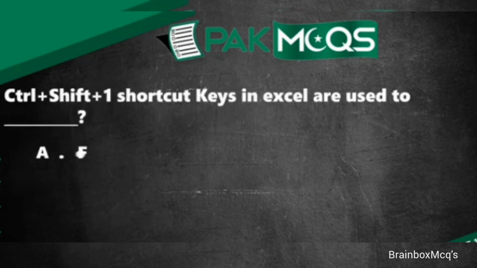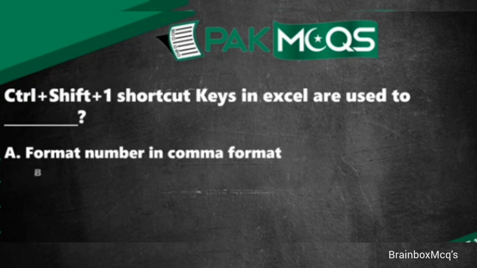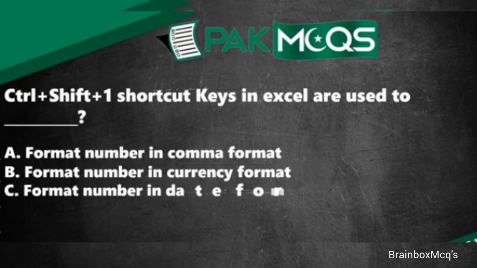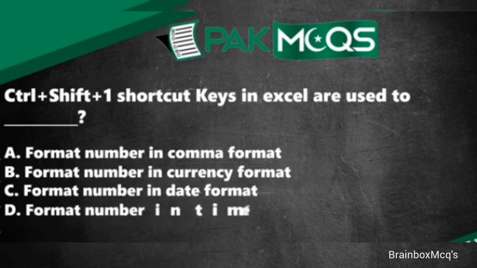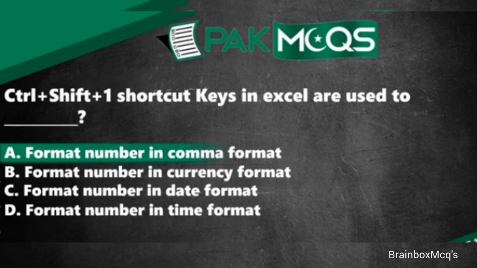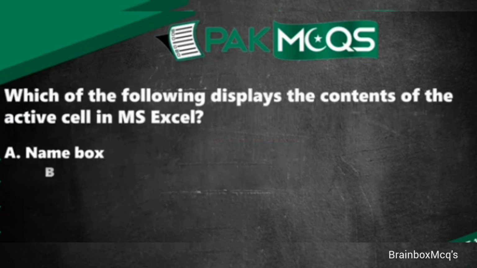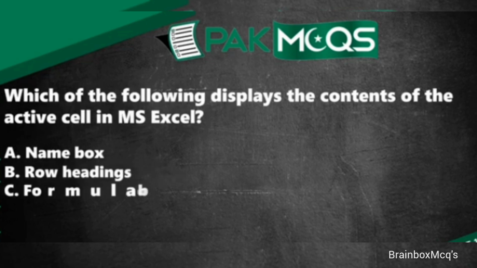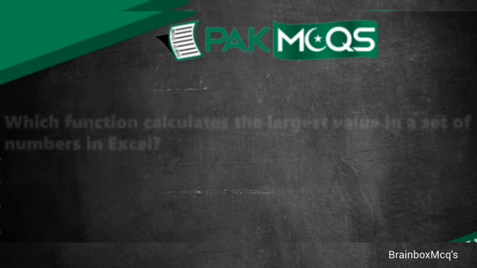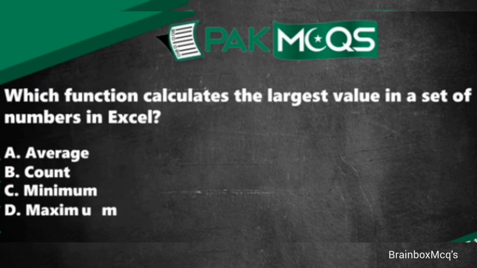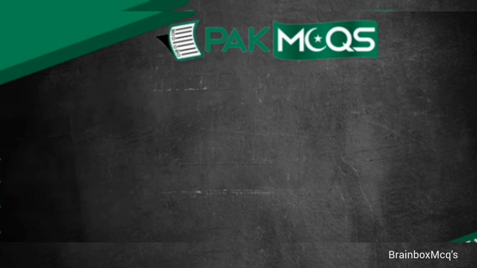Control+Shift+1 shortcut keys in Excel are used to dash. The right option is formatting numbers in comma format. Which of the following displays the content of the active cell in MS Excel? The right option is formula bar. Which function calculates the largest value in a set of numbers in Excel? The right option is maximum.